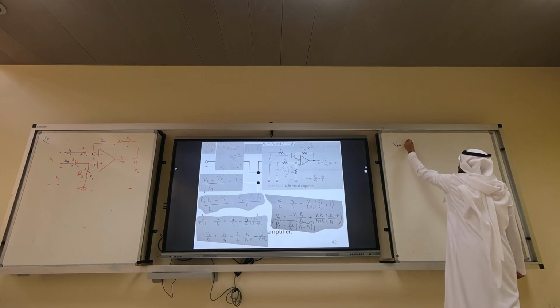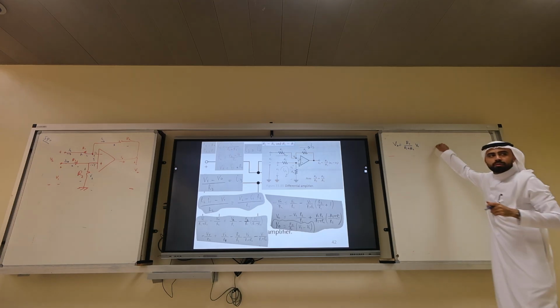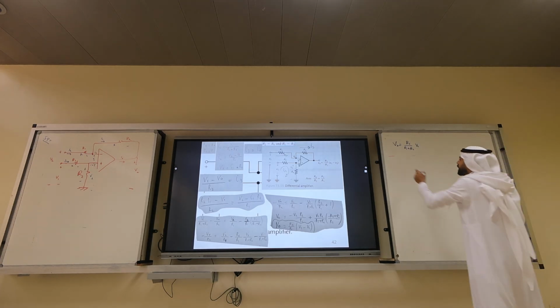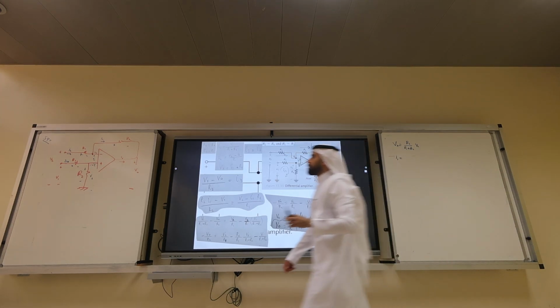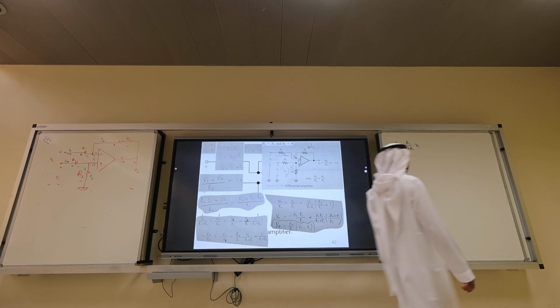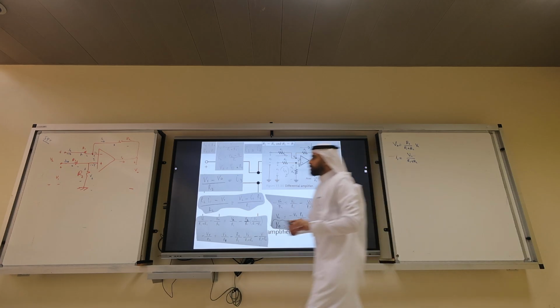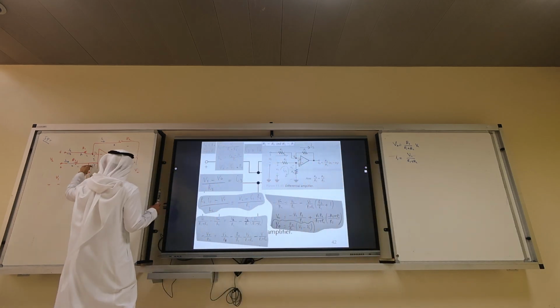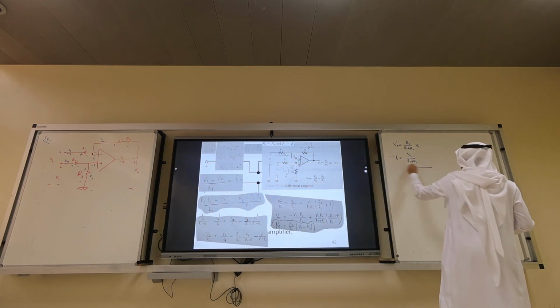Vx equals R2 over R1 plus R2 times V1. Do you all agree with that? Okay. Then we have I1. What is I1? I1 is V1 over R1 plus R2. Get it? Why? It's Ohm's law, because all of I1 will go here. There is no I1 going there. Get it?